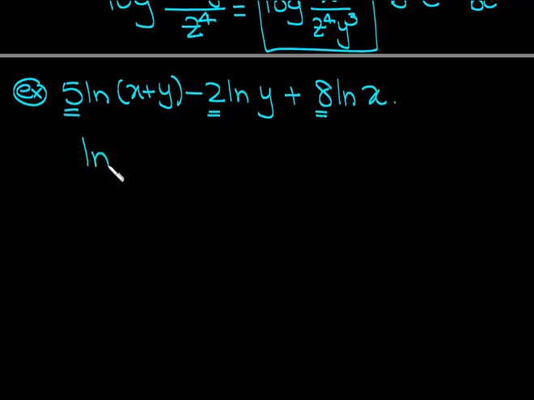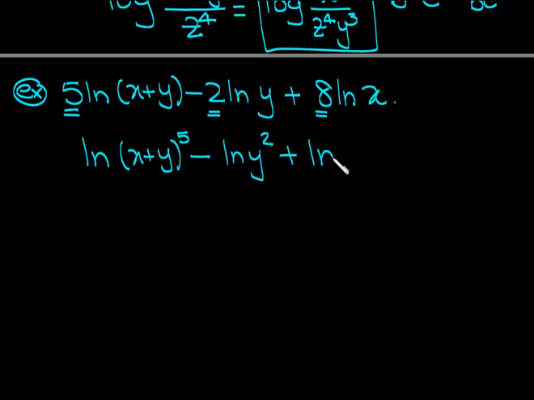So I get ln of (x plus y) raised to 5 minus ln of y raised to 2 plus ln of x raised to 8. Then I take 2 log terms at a time and combine them. These two have the same base, which is e in this case. By the way, all of them have the same base, but they have a minus in the middle, so we can use the quotient property.